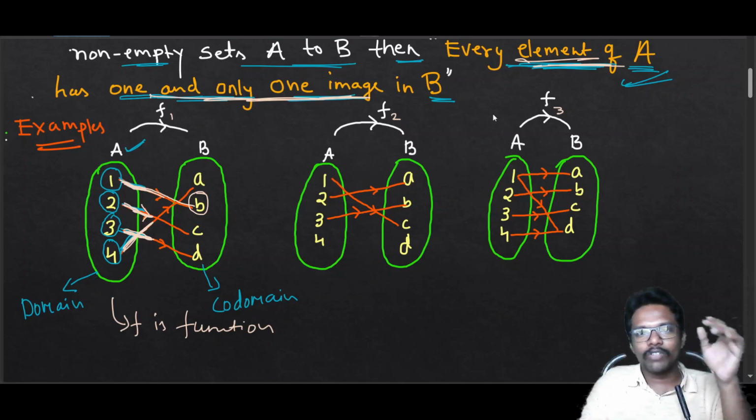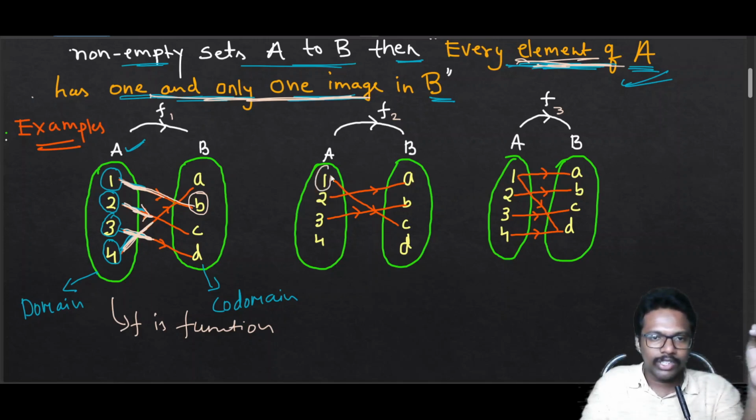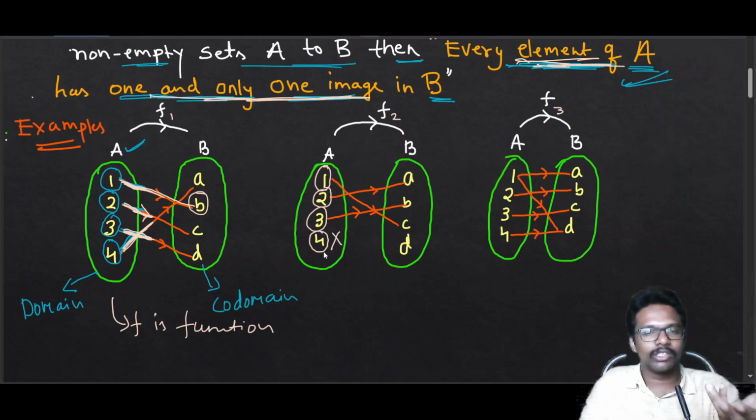So here let us check the conditions again for f2. Every element of A: 1 is used because it has an arrow mark, 2 is also used because it has an arrow mark, 3 is also used because it has an arrow mark, but 4 has no arrow mark here. So we have not used 4, because 4 is also an element of A, but here 4 is not related to any element in B. There is no image in B, so 4 is empty here. 4 has no relation. So the first condition itself failed.